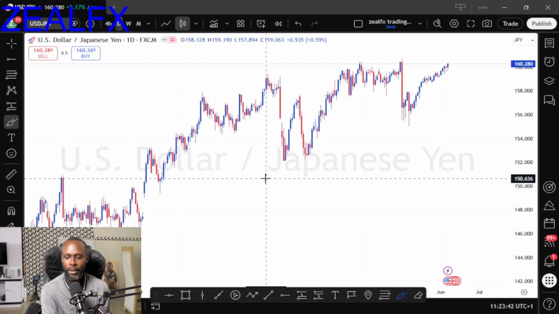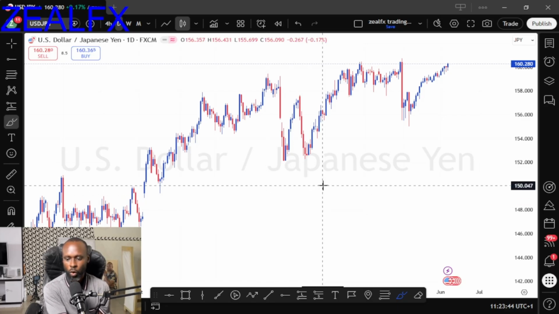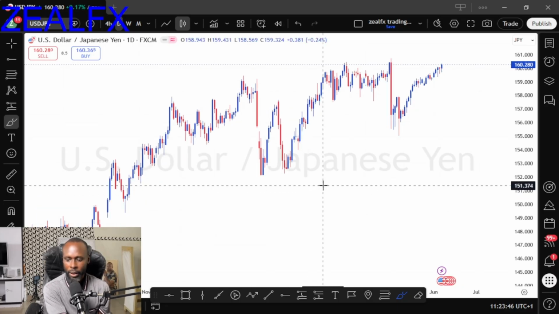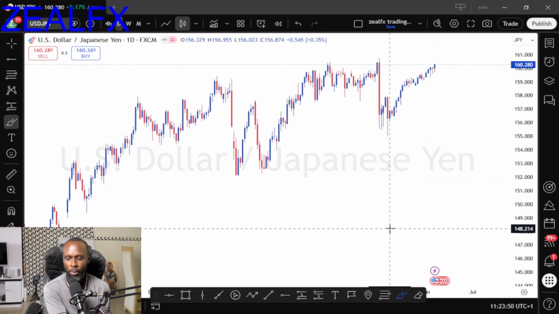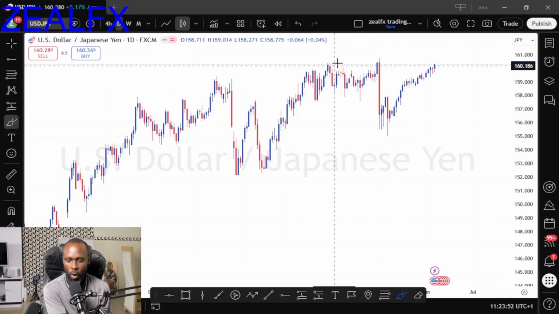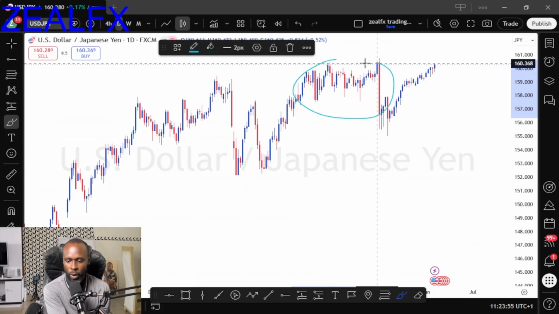On my daily time frame, we can clearly see that the structure of the USD JPY is currently on a sideways trend, which is the major structure is still on a sideways trend on the USD JPY.